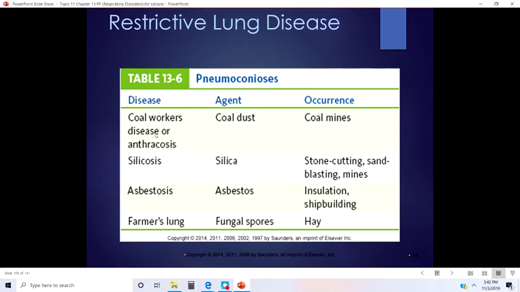Coal workers, where they breathe in coal dust. Silicosis, where they breathe in silica, from cutting stone or sandblasting. Asbestosis, historically was in insulation and shipbuilding. Farmer's lung, where they're breathing in fungal spores, that type of thing from hay. So these are all examples of pneumoconiosis from occupational.